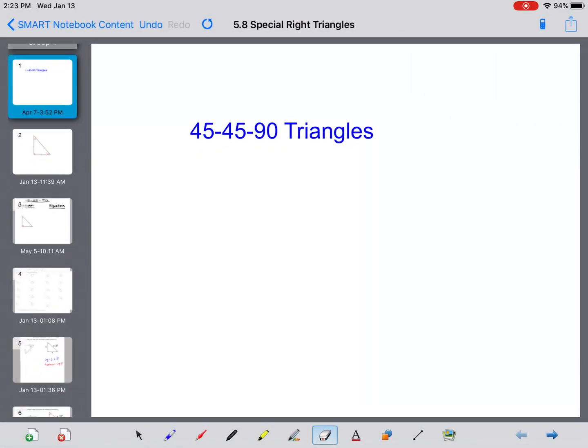Welcome to this lesson where we're going to discuss 45, 45, 90 triangles. Before we begin, make sure you have your notebook, a pencil, and the worksheet associated with this assignment printed off.